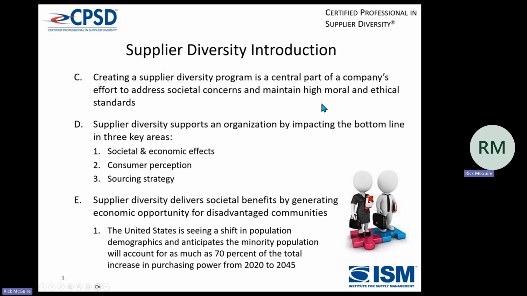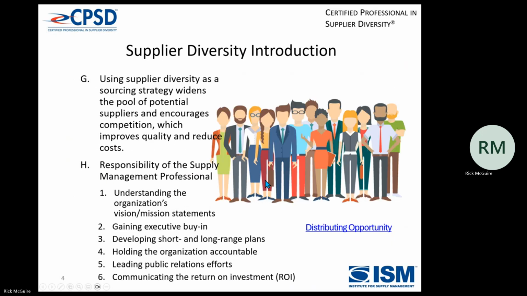Creating a supplier diversity program is a central part of a company's effort to address social concerns and maintain high moral and ethical standards. Supplier diversity supports an organization by impacting the bottom line in three key areas: societal and economic effects, consumer perception, and sourcing strategy. It delivers societal benefits by generating economic opportunity for disadvantaged communities. The United States is seeing a shift in population demographics and anticipates the minority population will account for as much as 70% of the total increase in purchasing power from 2020 to 2045. Using supplier diversity as a sourcing strategy widens the pool of potential suppliers and encourages competition, which improves quality and reduces cost. Always a good thing for competition.